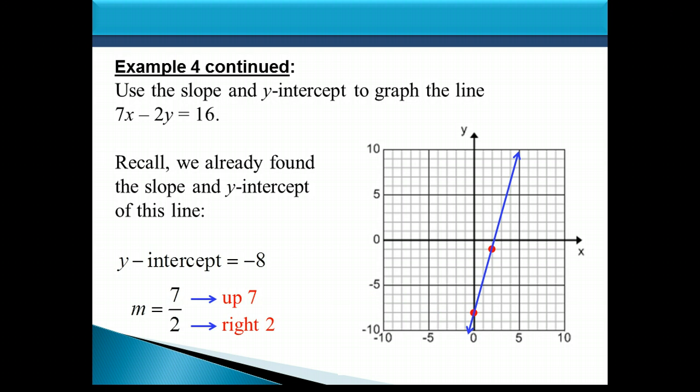So now we're ready to draw a line through those 2 points, extending our line to the edges of the grid and putting arrowheads at the ends. And that's our line that represents the equation 7x minus 2y equals 16.